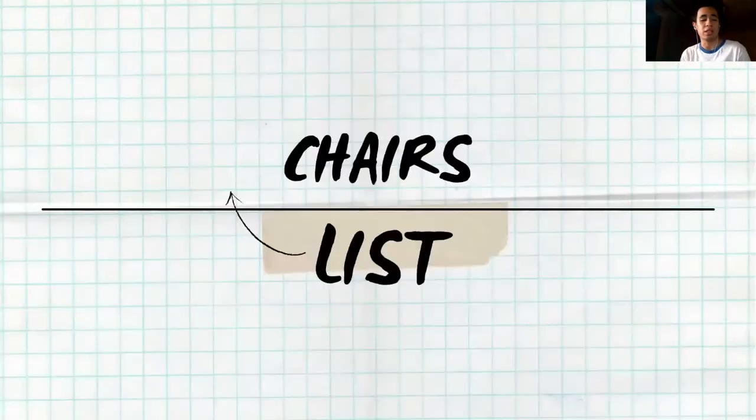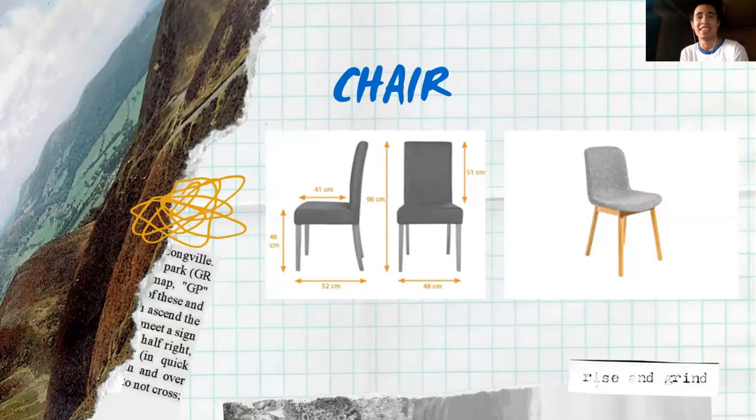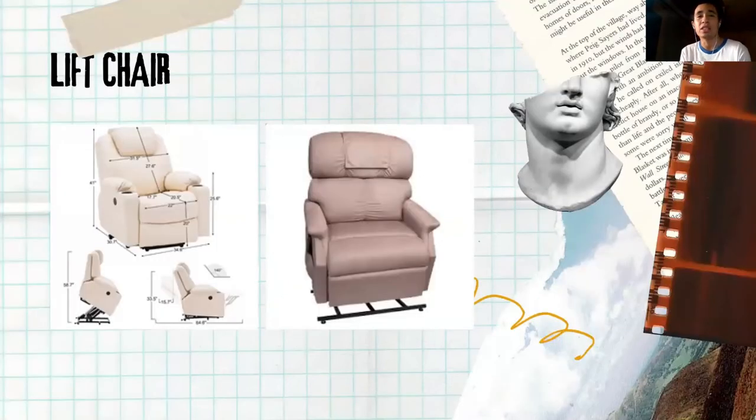First of all, chairs. It's a list of chairs in the furnishing category. So, chairs. This is the image of a chair and its dimensions, as you can see. You can pause the video to see the dimension of the chair. So let's move on because this is a repeating page. A lift chair. This is rarely seen in the buildings, but mostly in foreign countries. You can see many lift chairs for the elderly to make them comfortable.